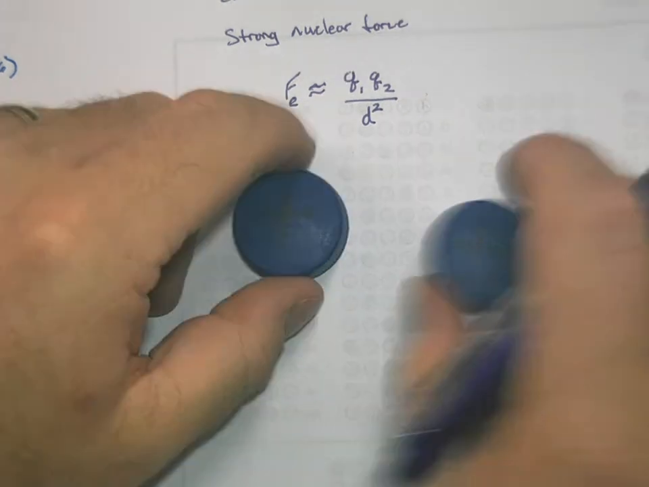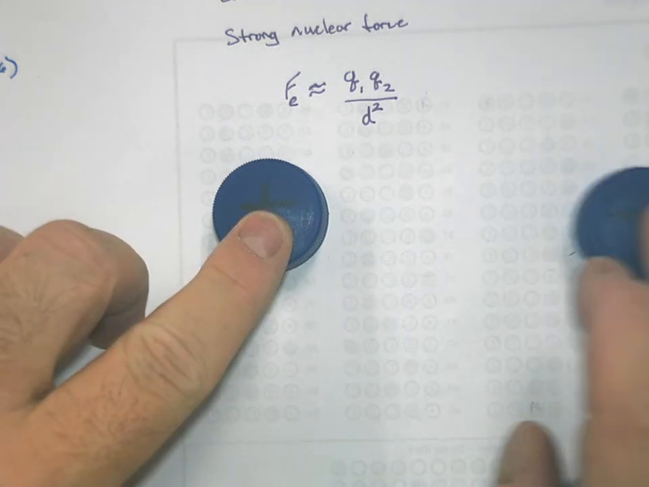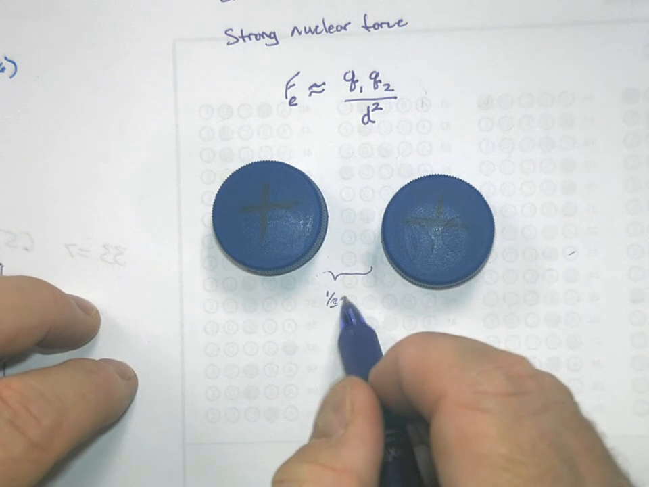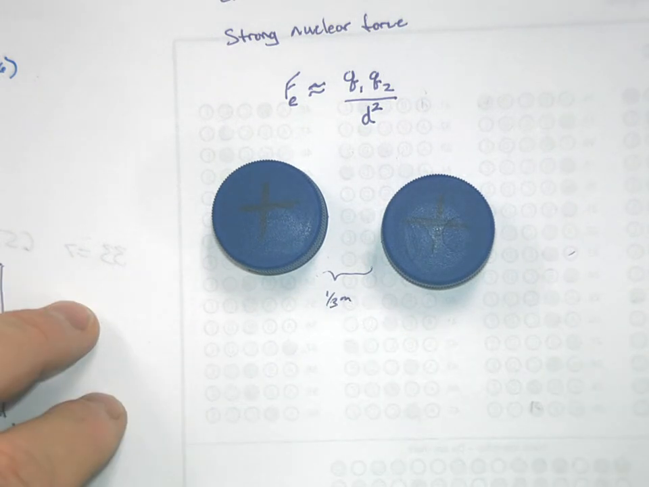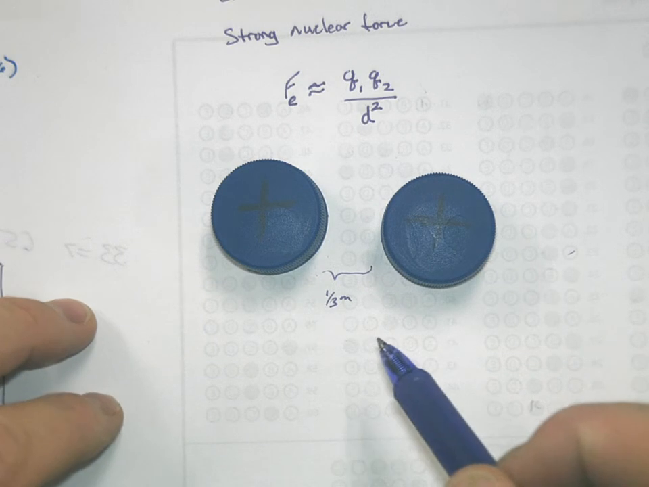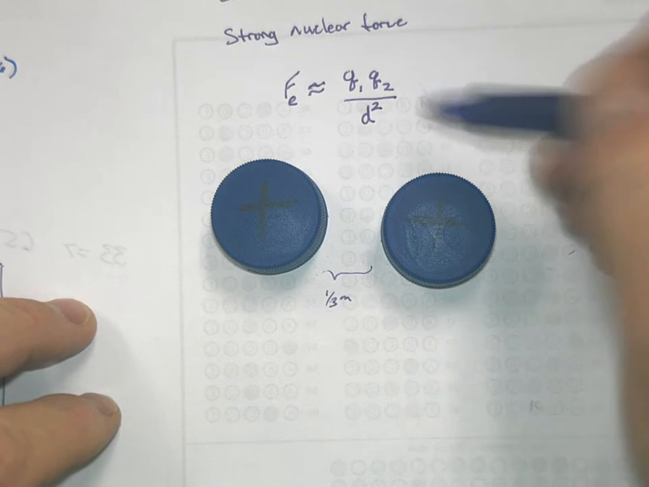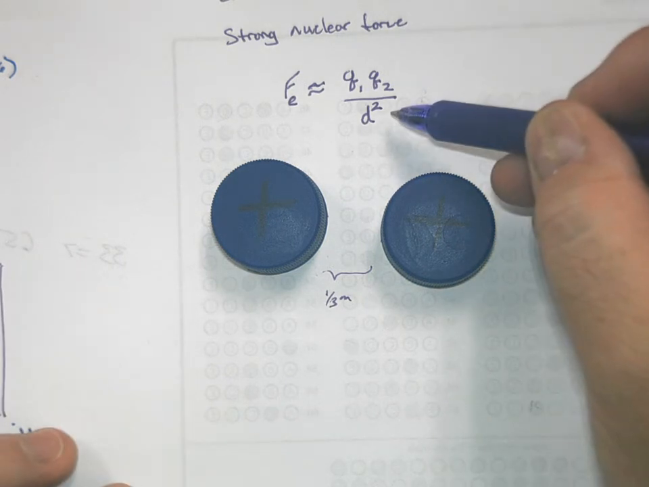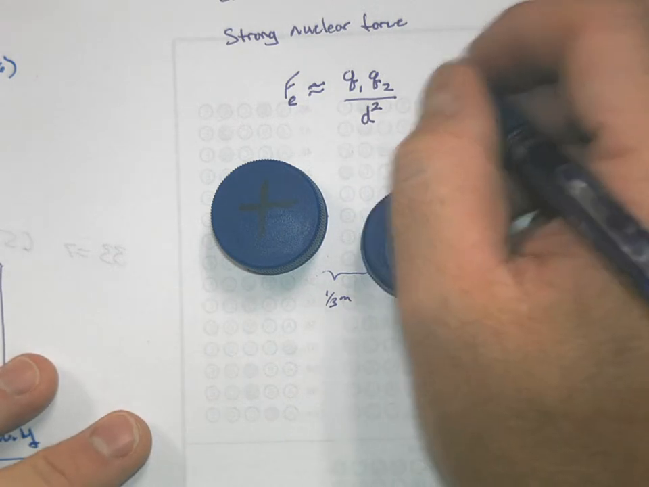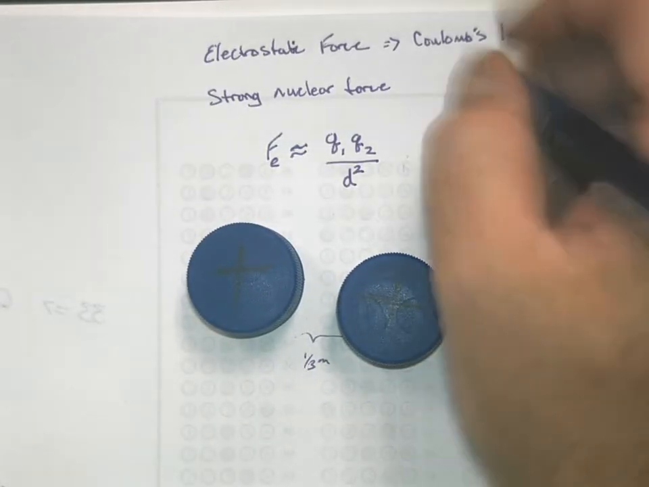If this right here, say, is 1 meter, and I bring them to 1/3, this isn't 3 times stronger, it's 9 times stronger. The force increases with the inverse square of the distance. And you'll hear this term a lot. This is a future reference science term.